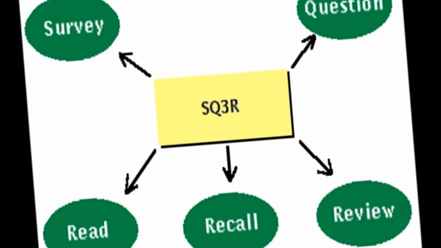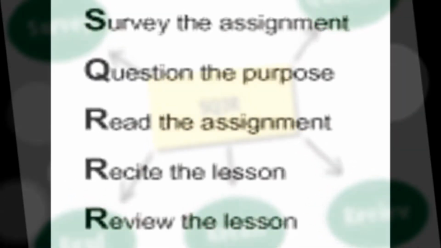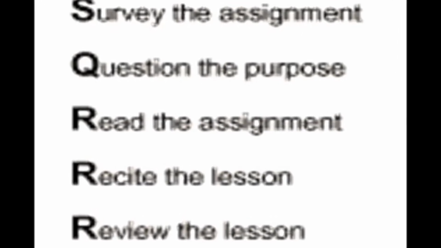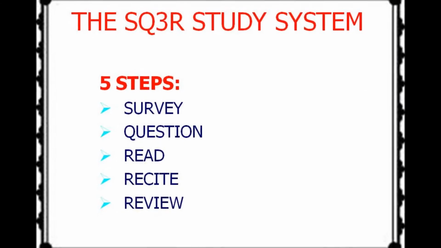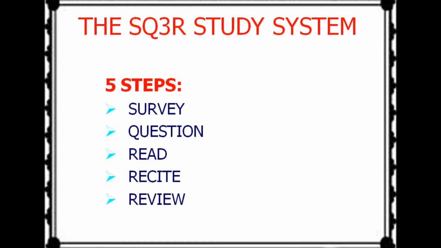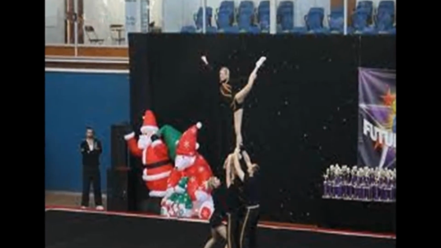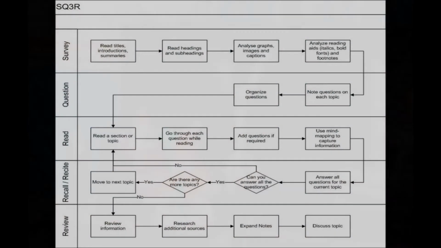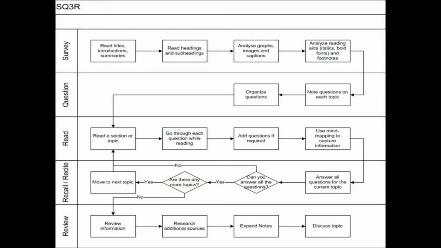Surveying the assignments, questioning the purpose, reading the assignment, reciting the lesson and reviewing the lesson too. The SQ3R is a study system that has these five steps: survey, question, read, recite and review. When we talk about the SQ3R study system, the first step is survey.